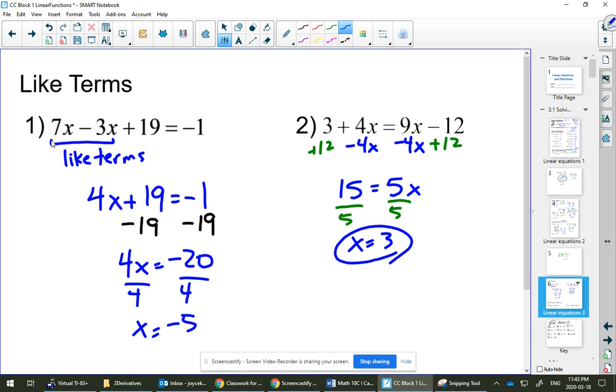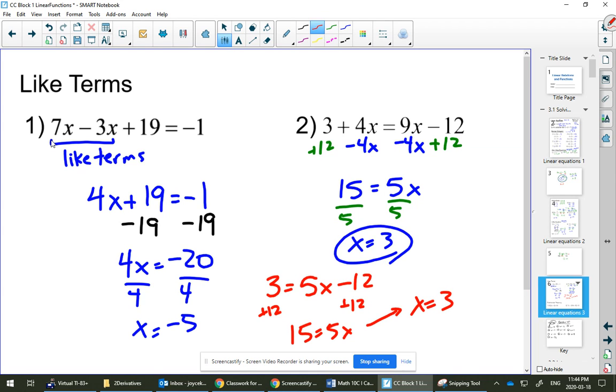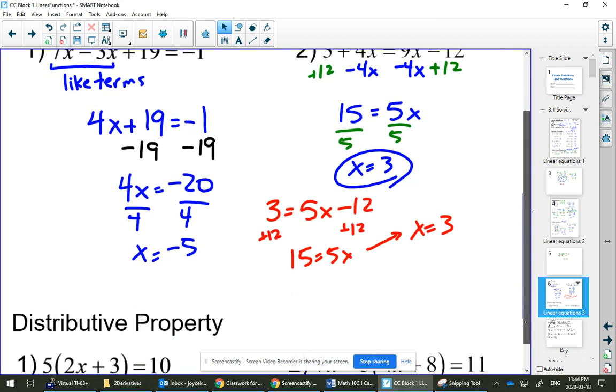If you choose to do it in individual steps, that's fine too. If I just moved the 4x first, I would have 3 equals 5x minus 12. Then I would add my 12, and I'd have 15 equals 5x. And I'd be back to the same answer, x equals 3. So whether you do it in one step or two steps doesn't matter, again, as long as the math is accurate.